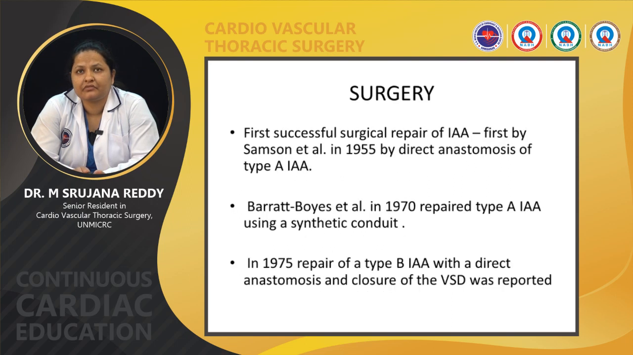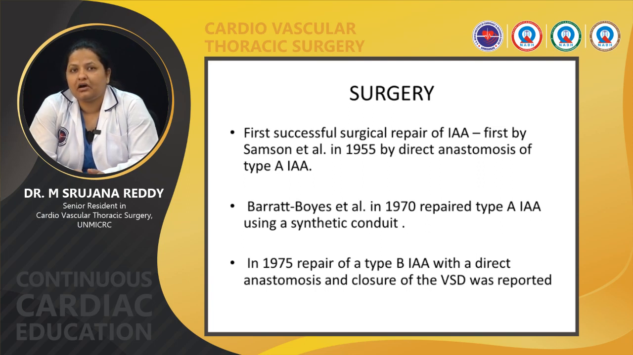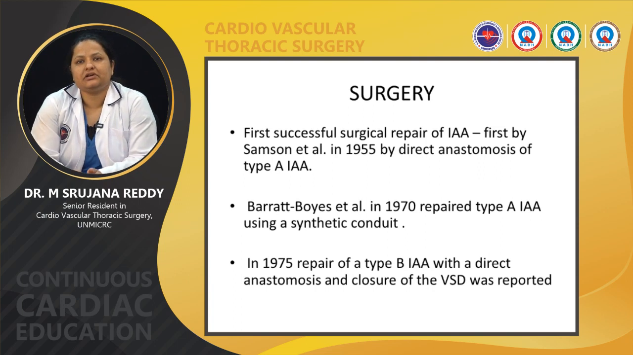Coming to the surgery, the first surgical repair was attempted by Samson et al. in 1955 by direct anastomosis of the type A interrupted aortic arch. Here they did not close the VSD. Barratt-Boyes et al. repaired the type A interrupted aortic arch in 1970 using a synthetic conduit. In 1975 there was successful repair of a type B interrupted aortic arch with direct anastomosis as well as closure of the VSD.